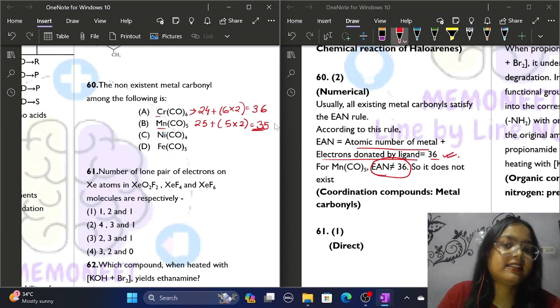Okay, so we can see that this does not have the 36 EAN. According to the EAN rule, it will not exist. Let's see the other two.